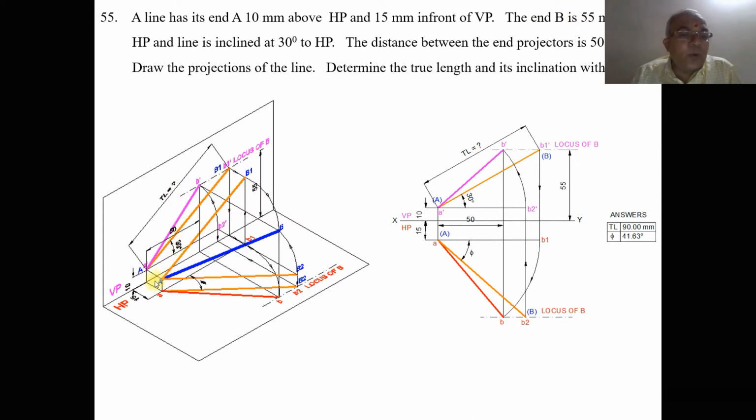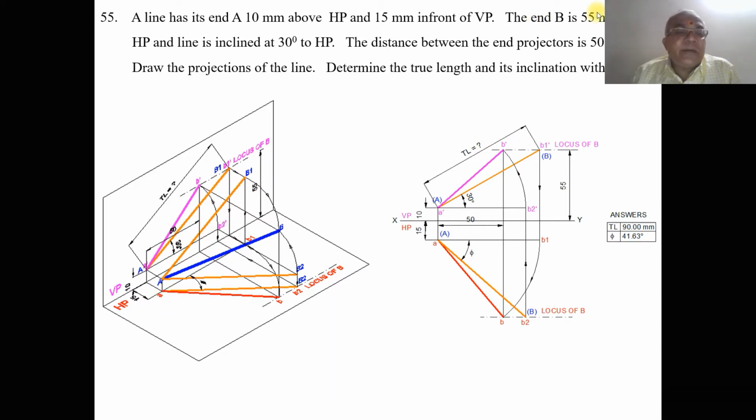When you look from the top view, we can see the distance in front of VP, that is this distance. When it is projected onto the horizontal plane, you will get a small a. So this distance is end A, which is 15 mm in front of VP.